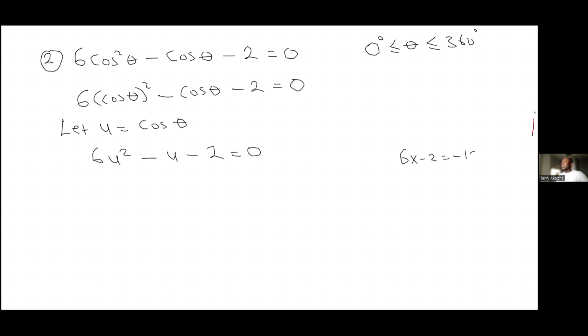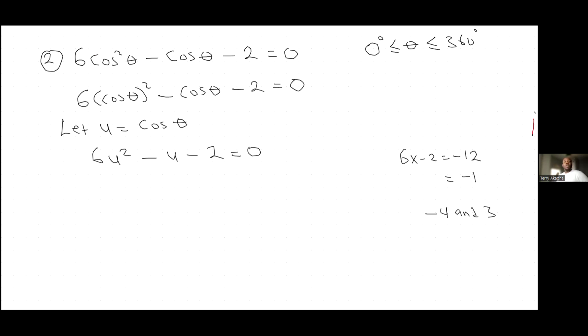So I'm looking for two numbers that multiply to give minus 12, and when I add them, give me minus 1. So the numbers will be minus 4 and 3. Minus 4 times 3 gives me minus 12, and minus 4 plus 3 gives me minus 1.